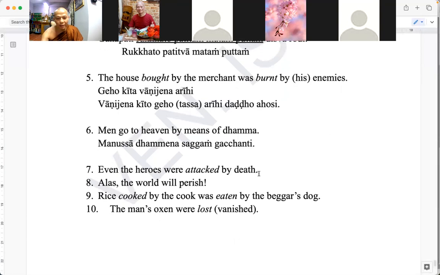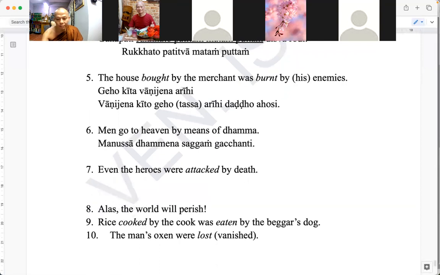Okay, now number seven. Even the heroes were attacked by death. Even the heroes were attacked by death. So here, 'even' means api. Api is not used alone; it always follows a noun, an adjective or a verb.